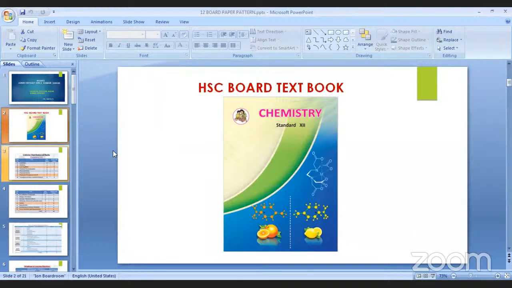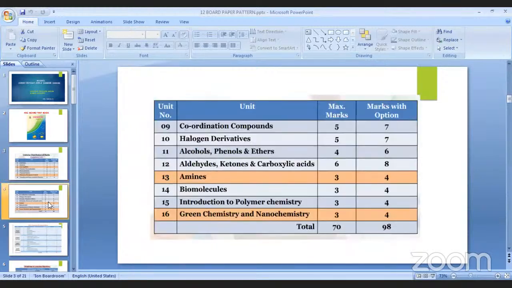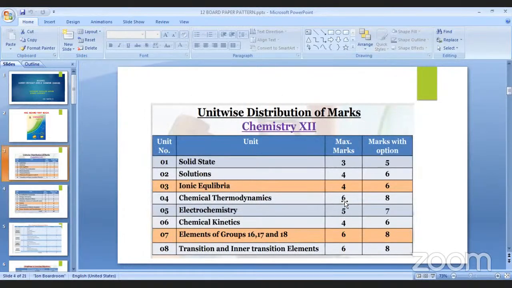After that, let's see the unit-wise distribution. Now you are aware of the topics. There are around 8 plus 8, that is total 16 topics, and the maximum marks as well as the marks with options are mentioned. The topics which are highlighted are the important topics, more marks carrying. Like ionic equilibria has 6 marks with option. So if you prepare this topic thoroughly, you will be able to attempt a 6-mark question on this chapter.